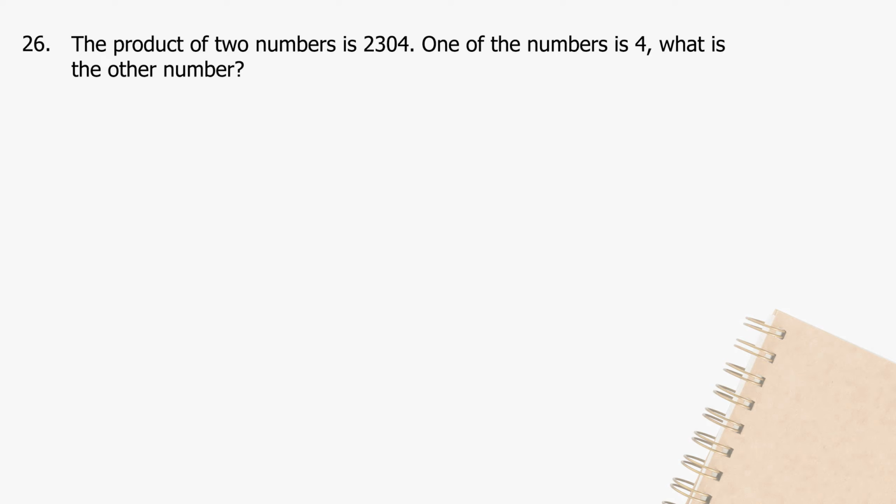Question 26. The product of two numbers is 2,304. One of the numbers is 4. What is the other number?